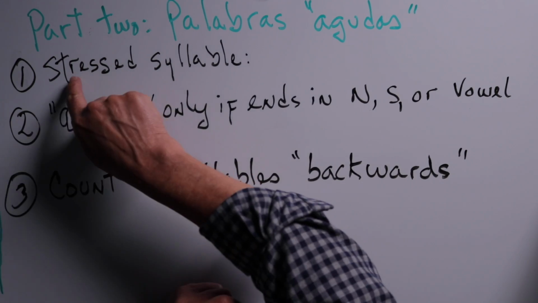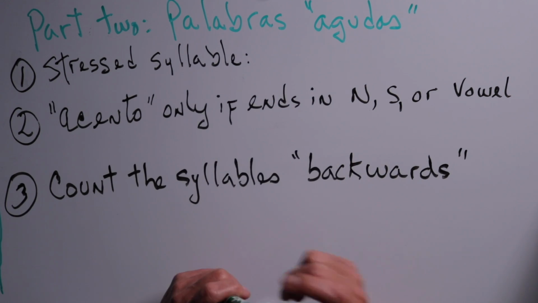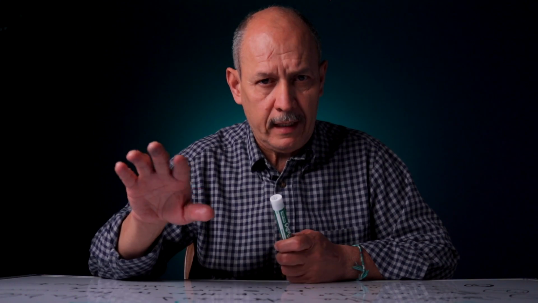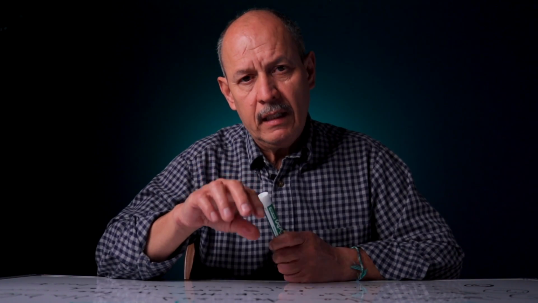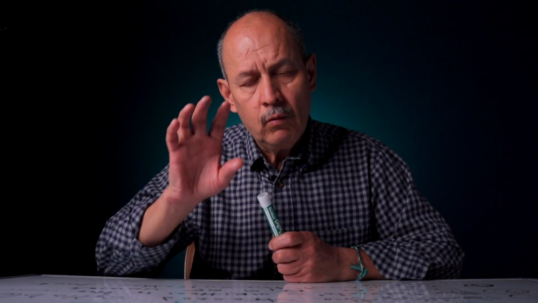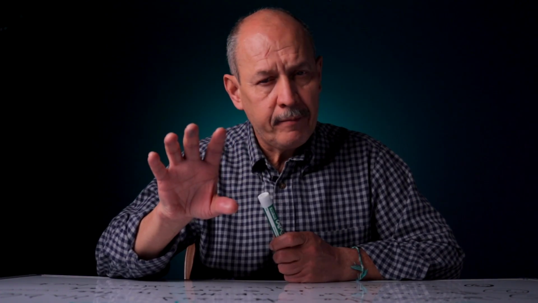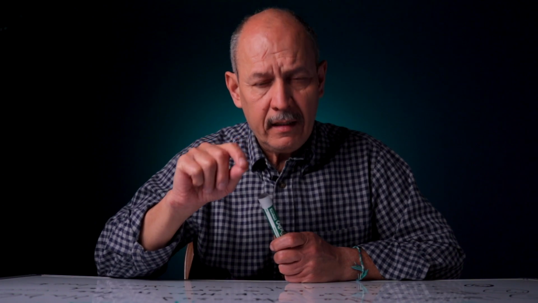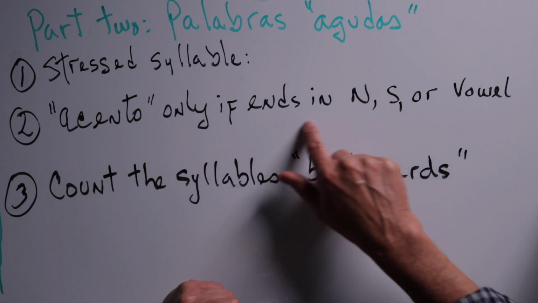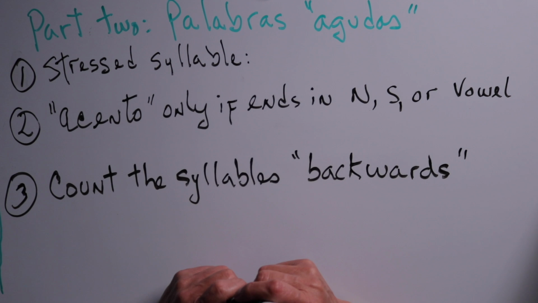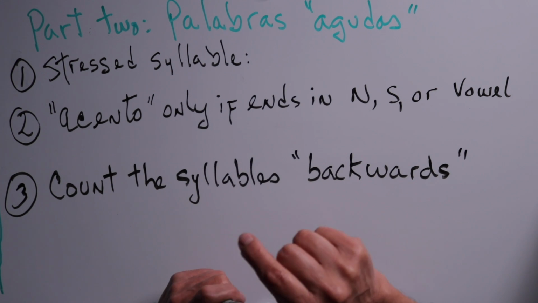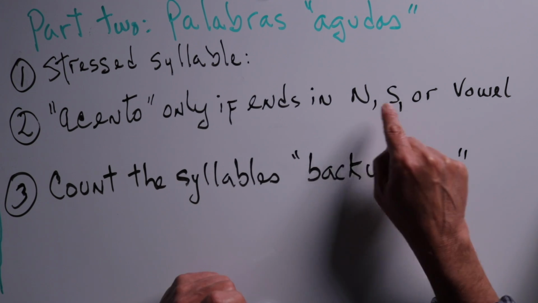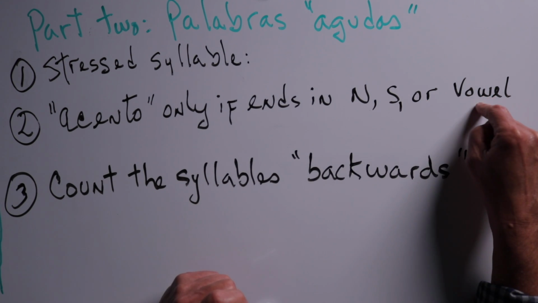First, identifying the stressed syllable. This is crucial. If you are unable to do that, it is impossible to progress. So if the stressed syllable is the last one, that word is a palabra aguda. Second thing that is very important to understand is that you only write down the acento or tilde if those palabras agudas are ending in N, S, or a vowel.